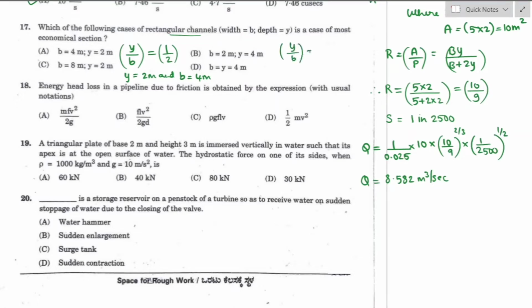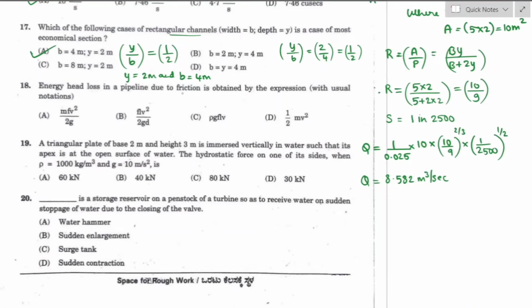Y by b is equal to 2 by 4 is equal to 1 by 2. So the assumed depth and width of the channel will be satisfying the most economical section. So option A is the right answer. B is equal to 4 meter, Y is equal to 2 meter.